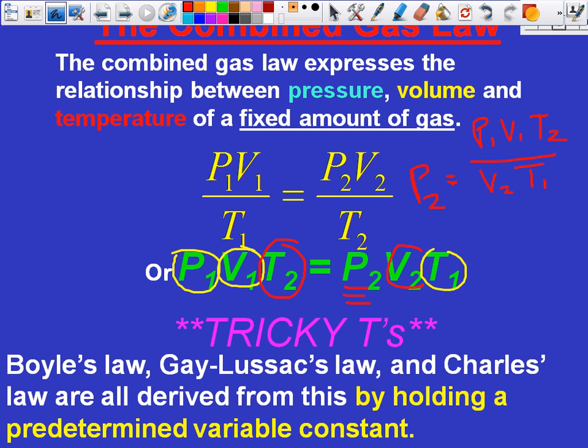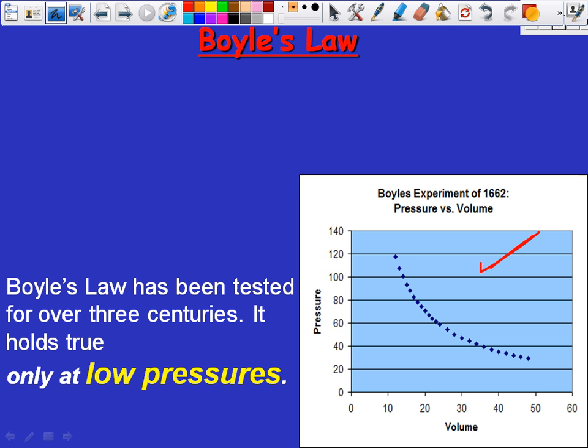Again, it makes it a little easier to move things around algebraically. So what I would definitely recommend is this bottom one. It makes life a whole lot easier if you just do it that way. All right, so that's the combined gas law.